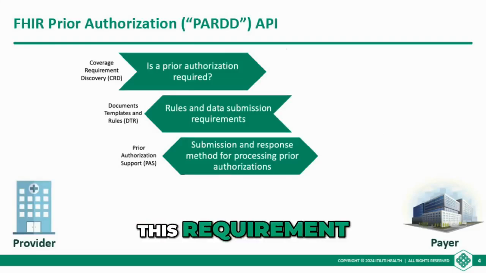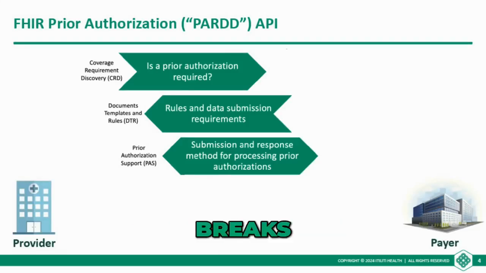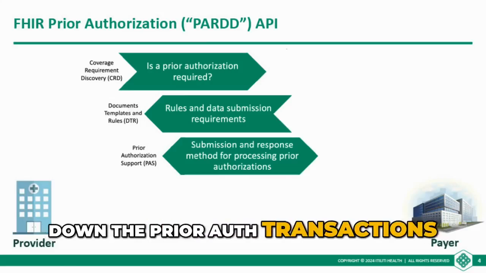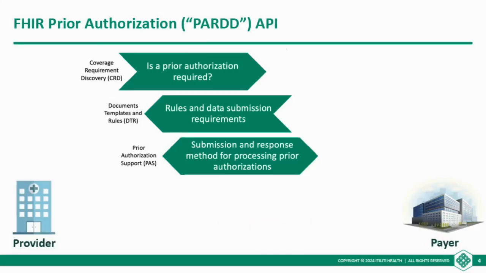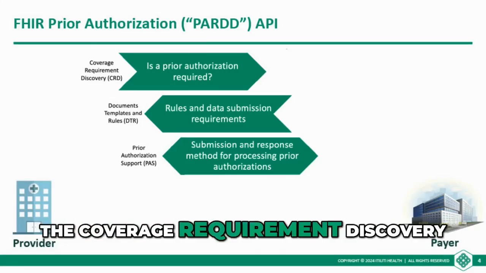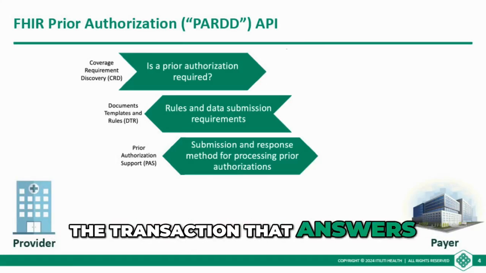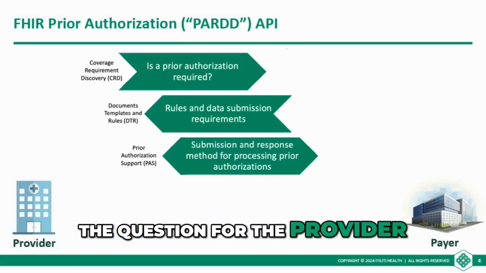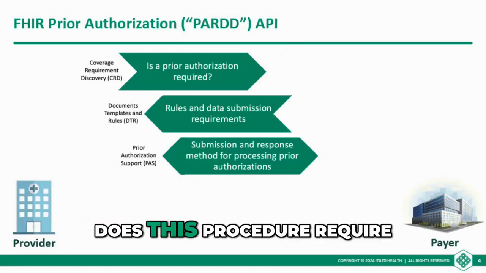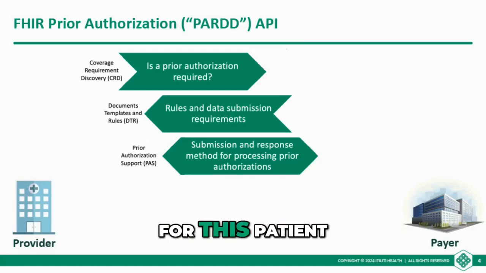Essentially, this requirement breaks down the prior auth transactions into 3 categories. The first is called the coverage requirement discovery, or CRD, and that is the transaction that answers the question for the provider: does this procedure require a prior auth for this patient?